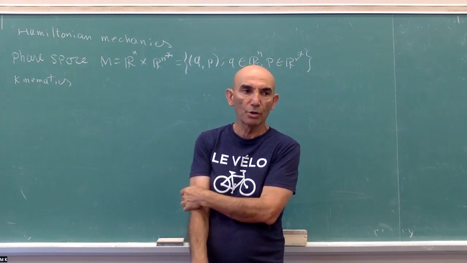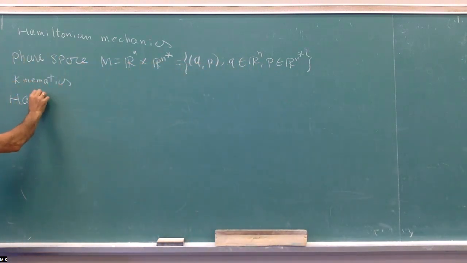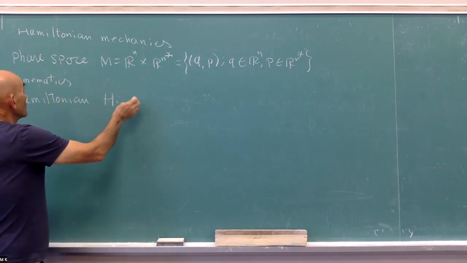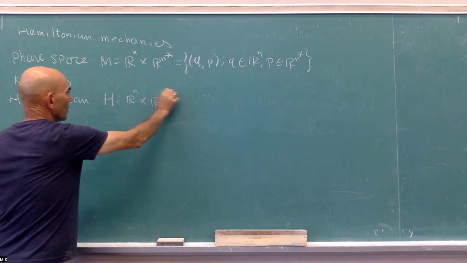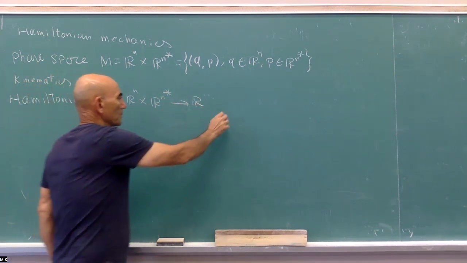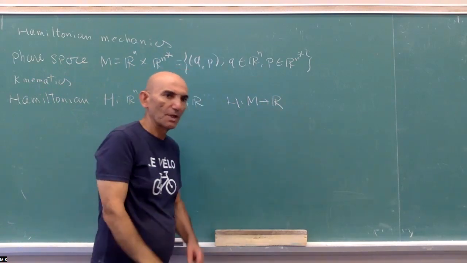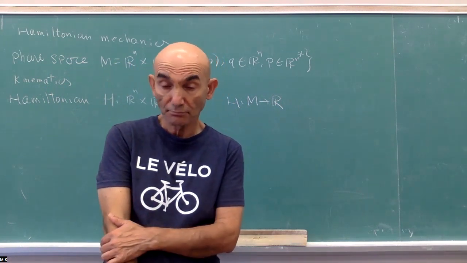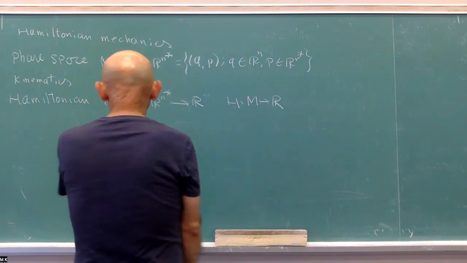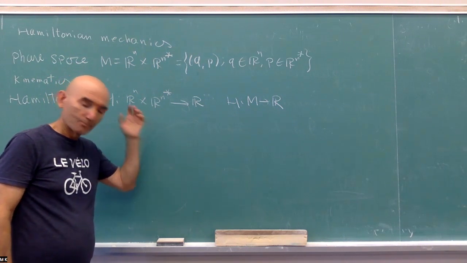there is a function called the Hamiltonian, which is really the energy function. H goes from R^n plus R^n star to R. So imagine H is a function of the phase space. The Hamiltonian is just a smooth function of the phase space of the system. As I said, it is a replacement for the idea of energy in general.